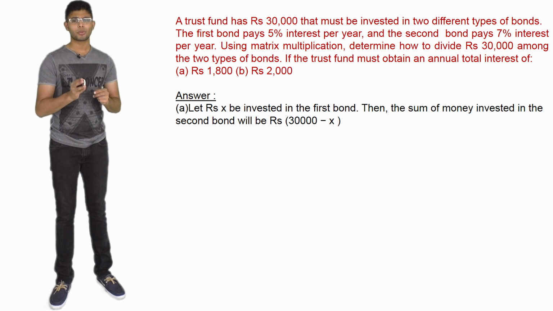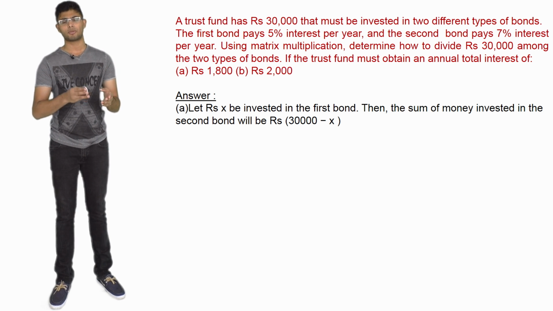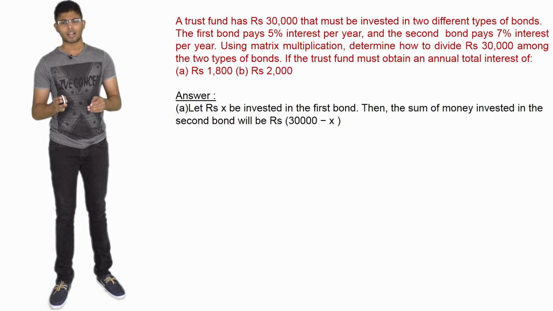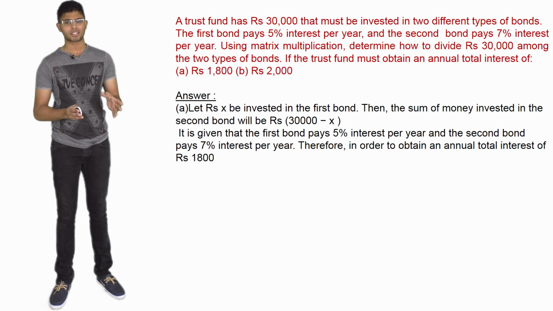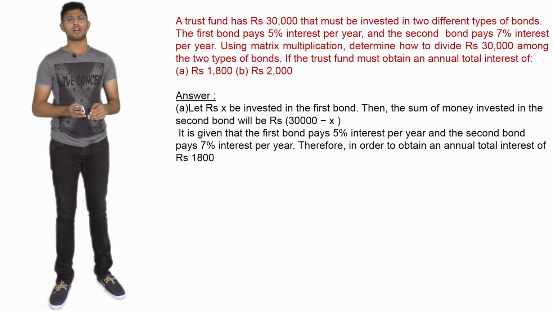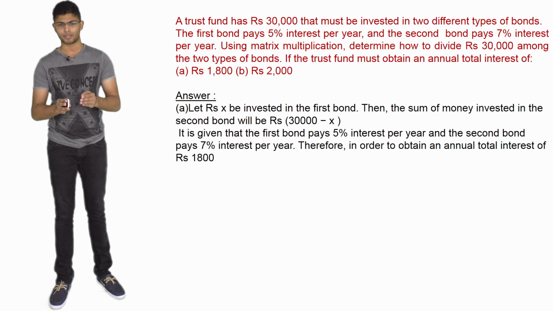And the sum of the money invested in the second bond will obviously be the total money minus what has been used in this first bond. So it's going to be 30,000 minus x. Now we'll see what else we've been given. The other thing we've been given is that 5% interest per year has been put on the first bond, and the second bond has 7% interest. So now the total interest per year is 1,800.